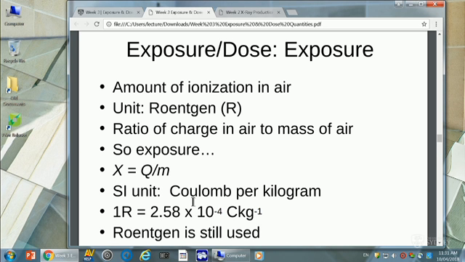What you'll often see used instead is something called the Röntgen, to honor the great fellow himself. One Röntgen equals 2.58 times 10 to the minus 4 coulombs per kilogram. The Röntgen is the old unit. They use Röntgens a lot in the US. So for exposure, you can use Röntgen or coulomb per kilogram, and that's how they equate to each other.